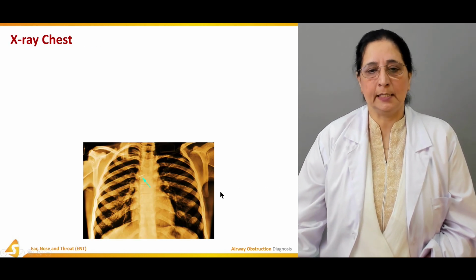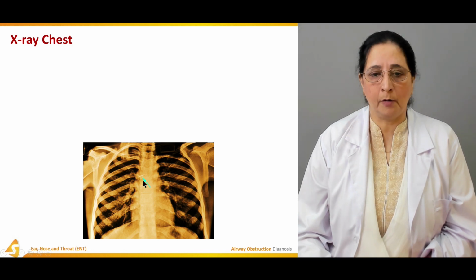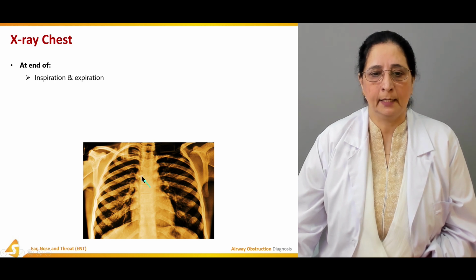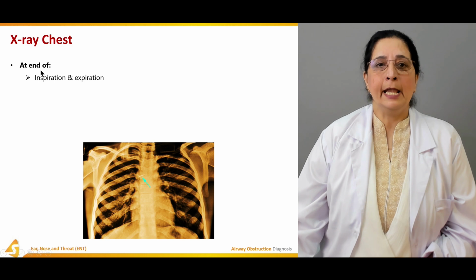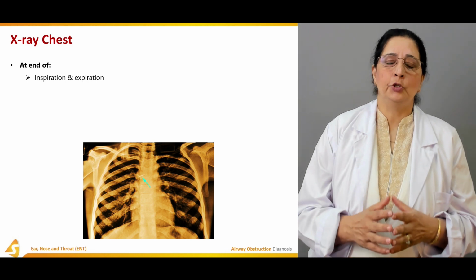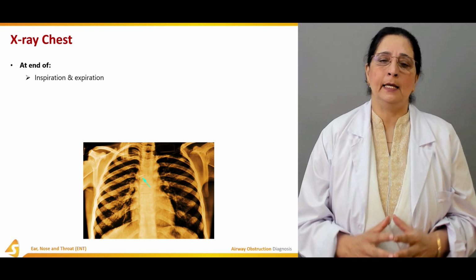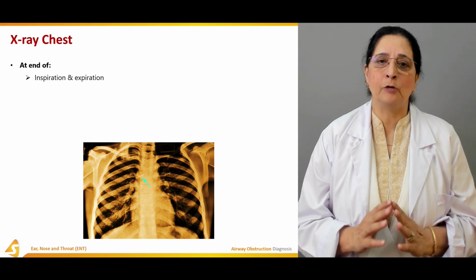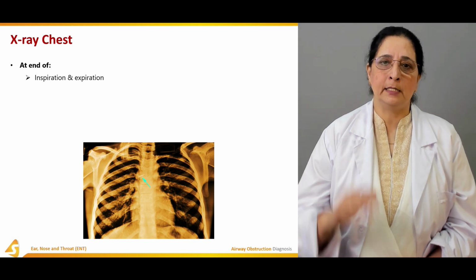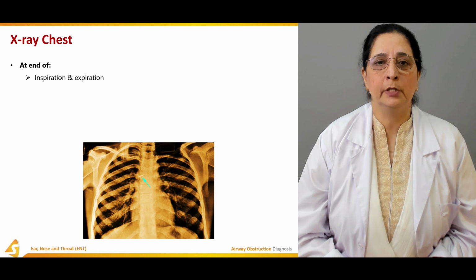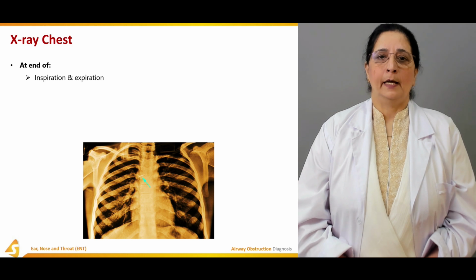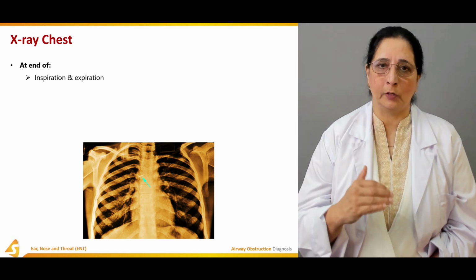X-ray of the chest, this is the chest X-ray. You can see the foreign body here. This is the arrow showing the foreign body present here. At the end of inspiration and expiration, you ask the patient to inhale deep and exhale, and the X-ray should be done at that point. So deep breathing and exhalation, both ways, take the X-ray to find out the foreign body. So at the end of inspiration, and exhalation, both at the end.